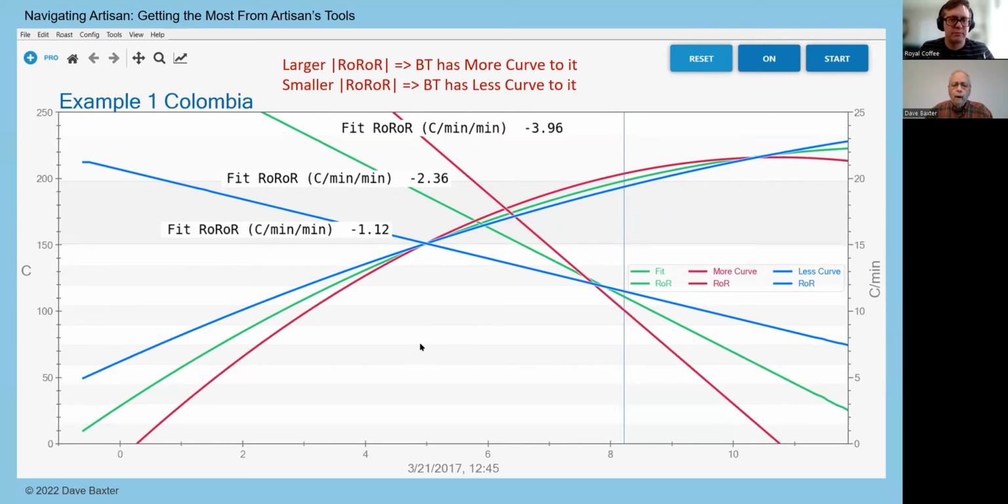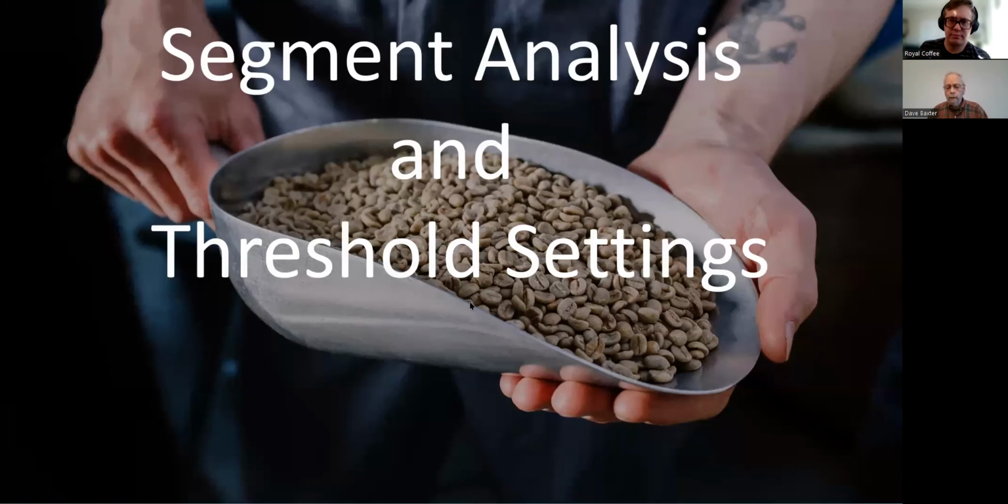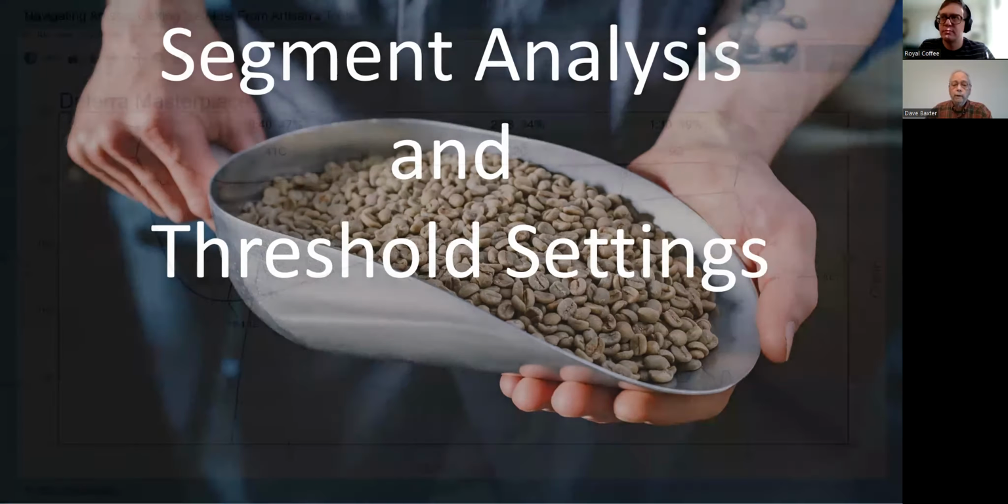And so what the RoROR tells us is how curvy our BT curve is. You may or may not care at the moment about why that matters. But when you start looking at multiple roast profiles, it is instructive to see: is your BT curve more curvy? Do you have a steeper RoROR? Or is it less curvy and more of a straight line? And is that what you want, or do you want to change that?